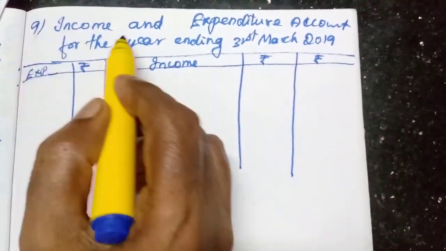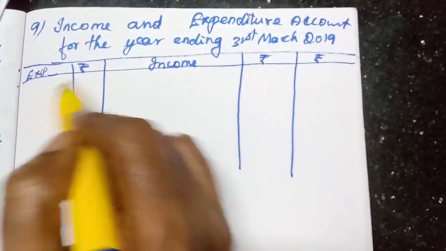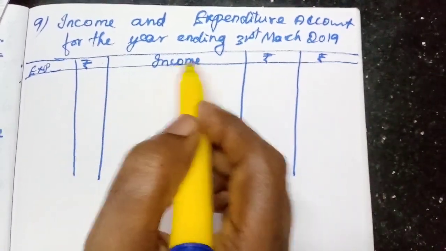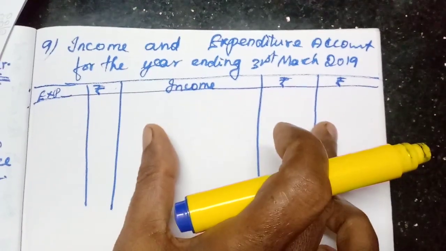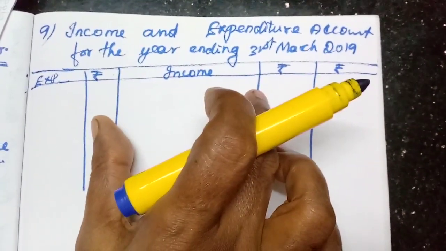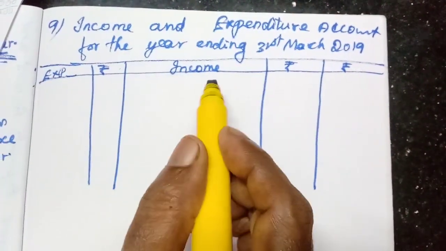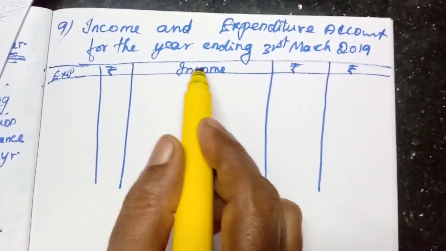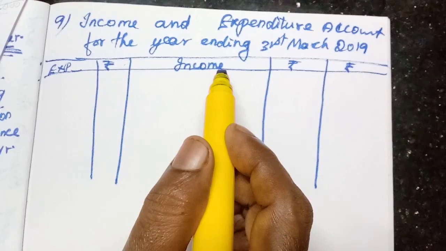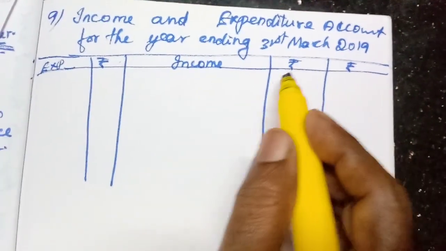That question number, then the heading, then the column you have to draw and write: income, rupees. Since we need to write this income side, you write one bigger column and one smaller column. That you cannot do in the accountancy notebook, so you have to do it using both the sides. Here I am writing on one page.